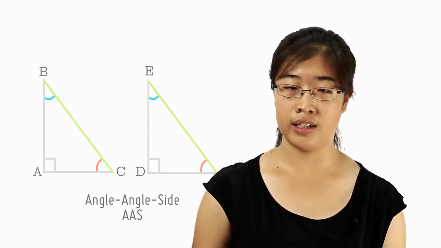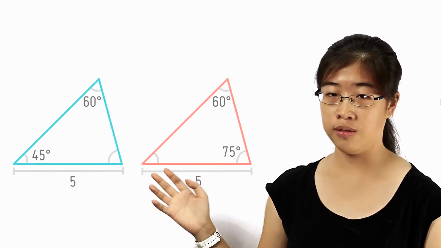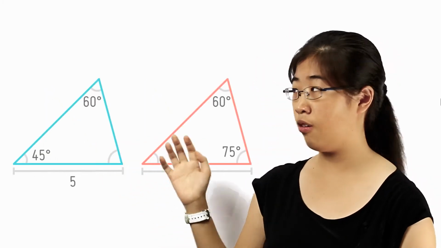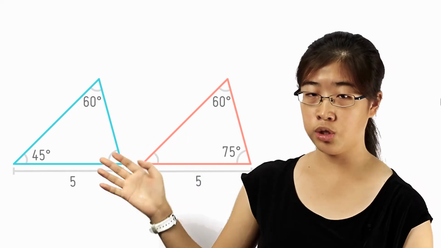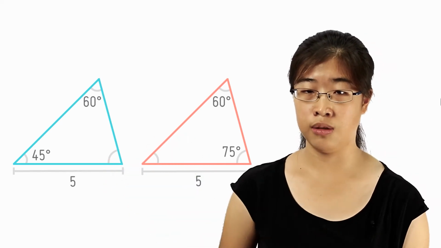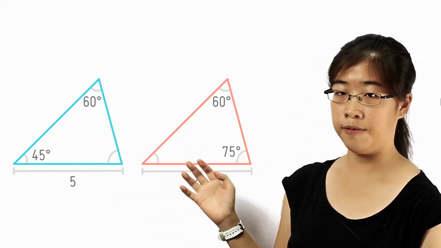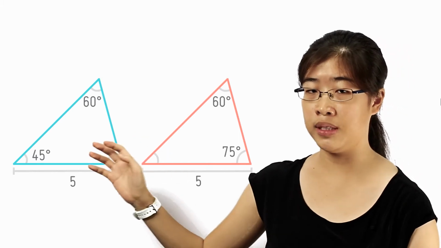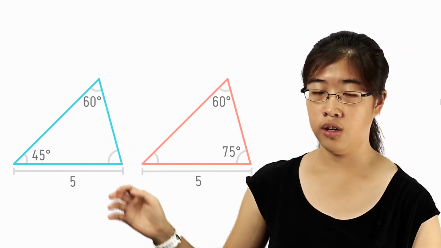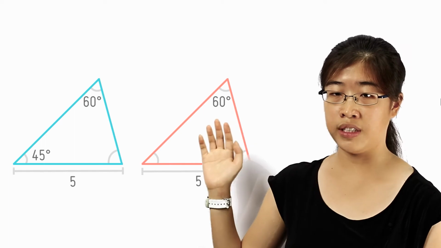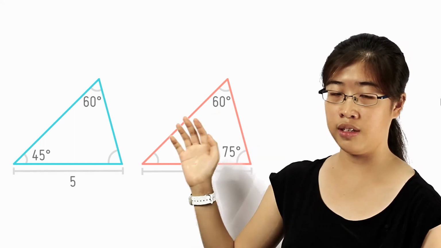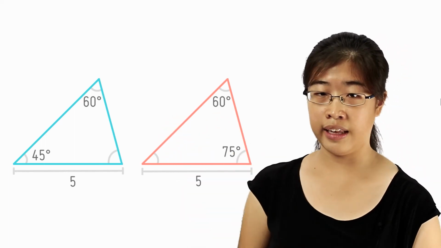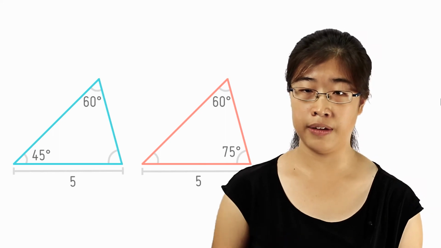Let's take a look at this example. There are two triangles. We would like to know if they are congruent to one another. For the blue triangle, two of its angles are known, being 60 and 45. And the side length opposite 60 degrees is 5. For the red triangle, two of its angles are known too, being 60 and 75. And the side length opposite 60 degrees is 5.